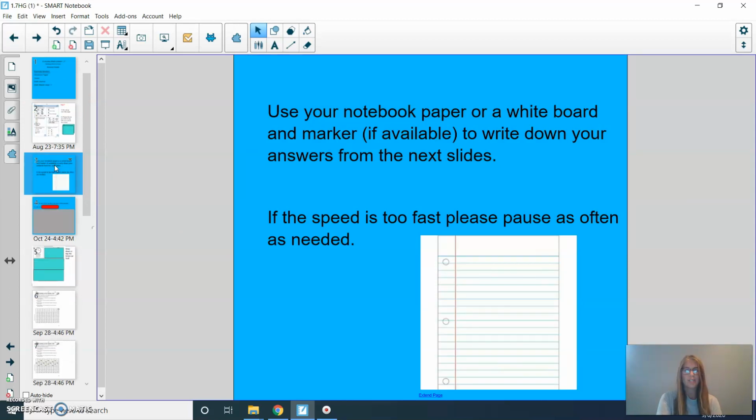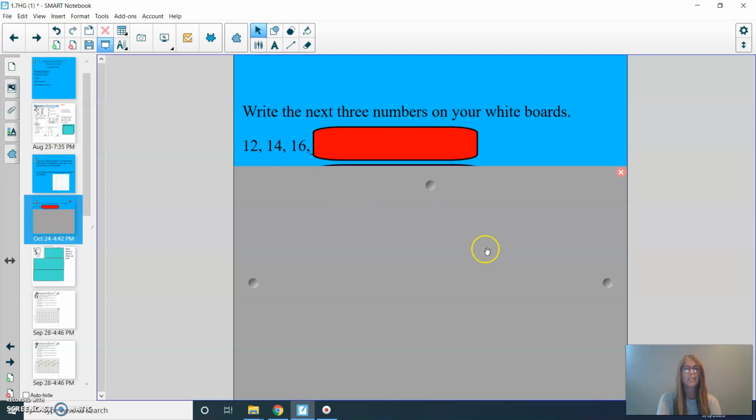All right, boys and girls, we'll put our math journal to the side and we'll take out our whiteboard and marker, or a notebook, paper, and pencil. If the speed is too fast, please pause as often as needed. I want you to write down the next 3 numbers on your whiteboard. We're doing a little skip counting. We started at 12, then we went to 14, 16. Can you write down the next 3 numbers? Press pause and then play when you're ready to hear the answer.